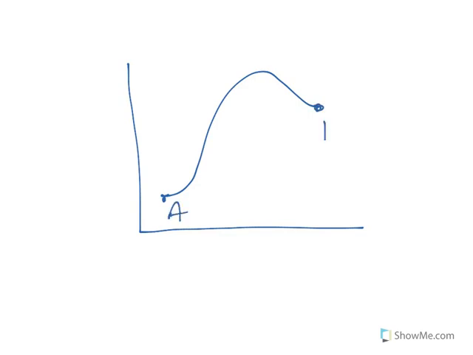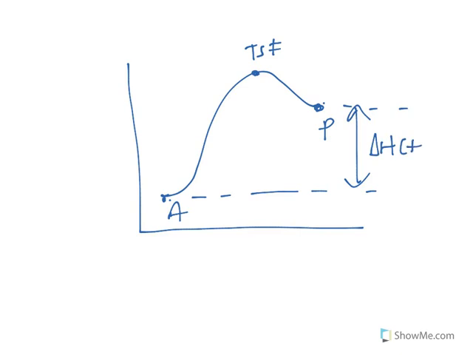So, like I said, even if the reaction is endothermic, my transition state will still be the highest point on the potential energy surface. No matter whether it's exothermic or endothermic, the transition state's still going to be highest. So measuring between A and P, that is my delta H, and in this case it's positive. Where's my activation energy barrier? That's measuring between A and the transition state.